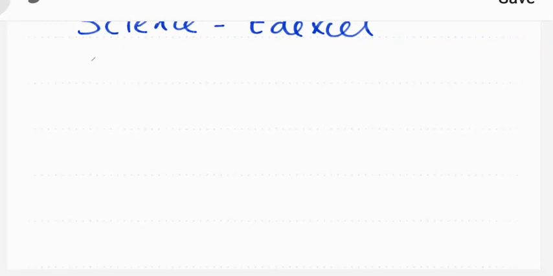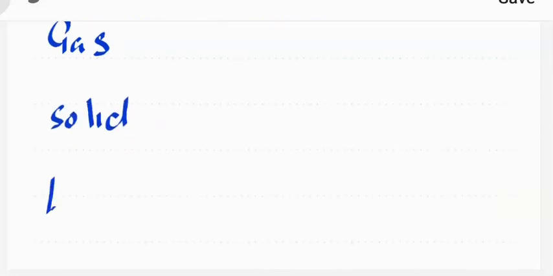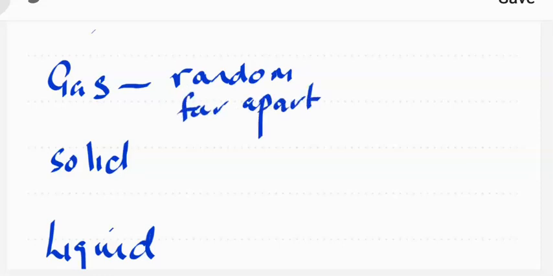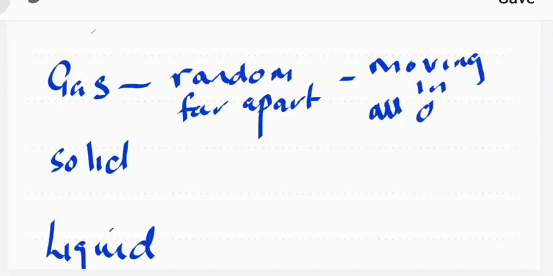So states of matter, we're looking at 3 states: solid, gas, and liquid. So arrangement of particles in gas, they are random and far apart. Their movement, they are moving in all directions.